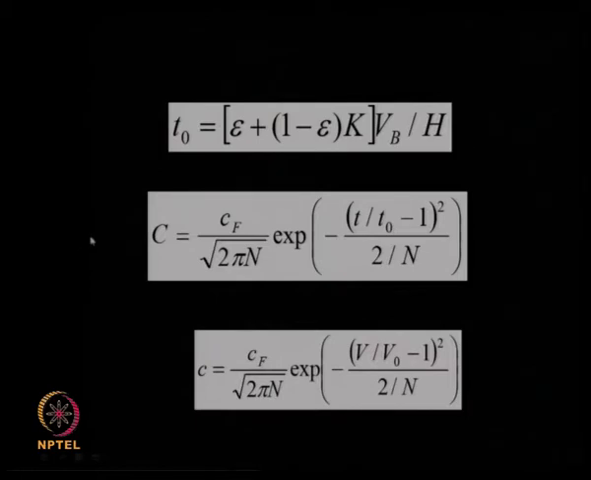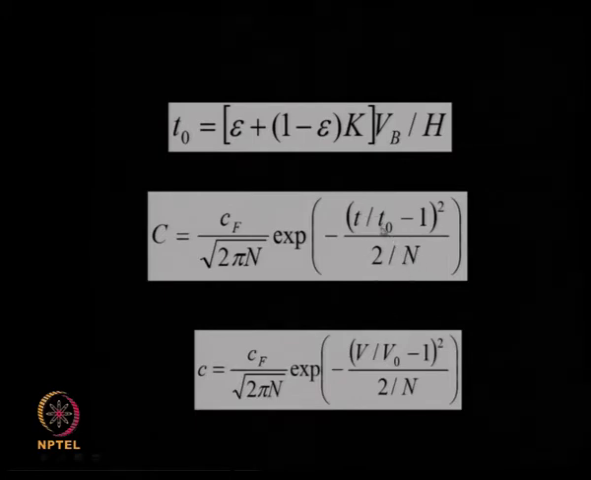So by substituting all this into our Gaussian relation, we get C is equal to... here in a Gaussian relation, if you remember, we had C naught is Cf by square root of 2 pi n, exponent of minus T by T naught minus 1, here we had sigma square. So we have 2 by n, n is the number of theoretical stages or number of theoretical plates.